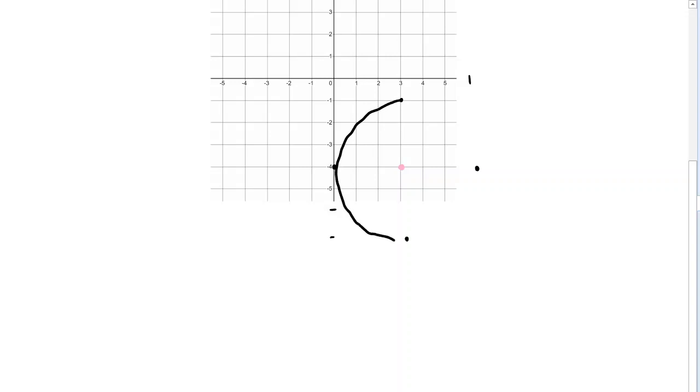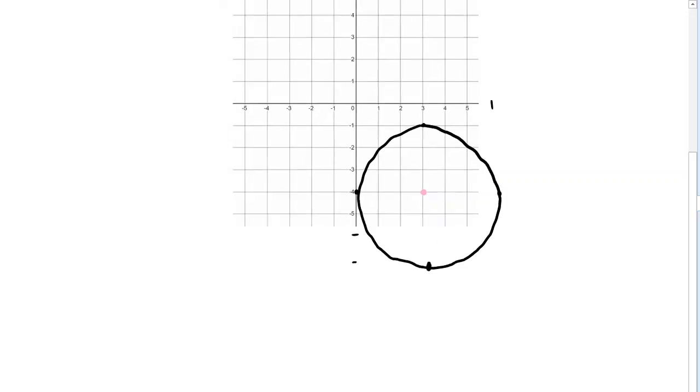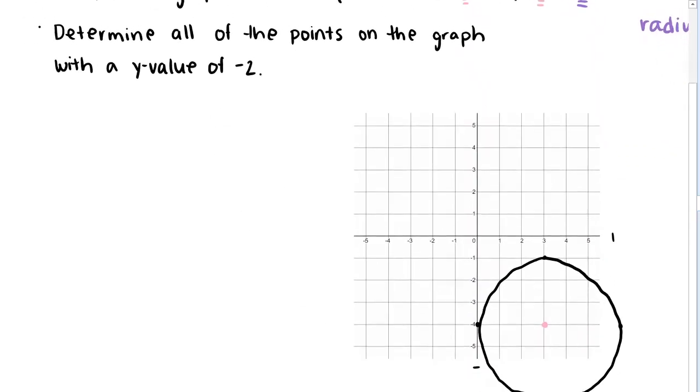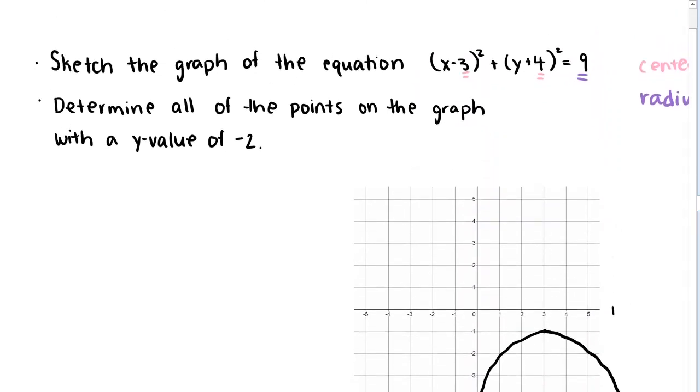Drawing circles is always a challenge. Okay, so that's not so bad. I'll just draw this point a little bit bigger so it doesn't look like I missed it so poorly. Okay, so that's a sketch of the graph of the circle. Let's do one more thing. Let's determine all of the points with the y value of -2 that are on this circle.